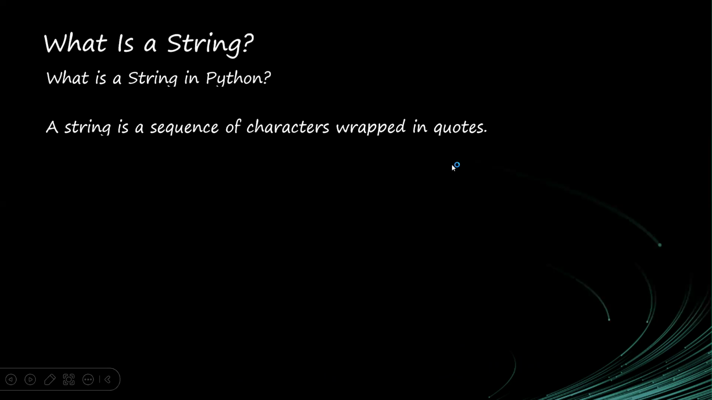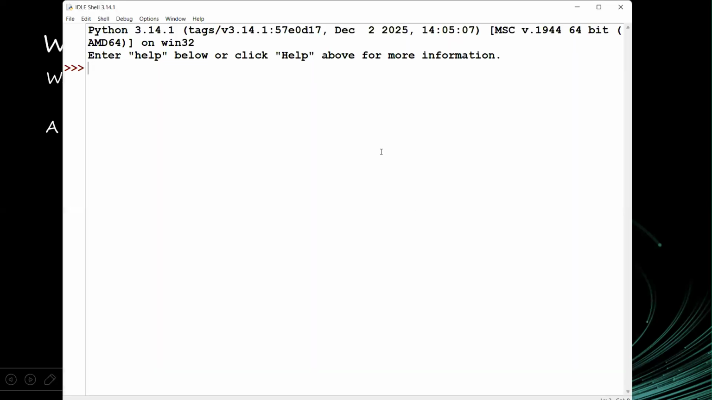Let me open my IDLE. Now if I want to say somebody's name, I can say name is equal to a person. You can see I wrapped it in double quotes. I might want to say description, a product description. I can put it in single quotes too, and I can say this product is great. You can see this is a description. This is a sequence of characters. This is text.